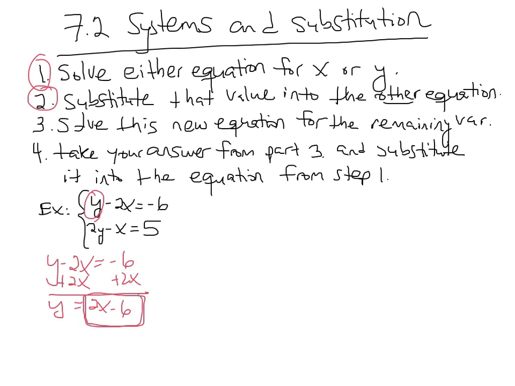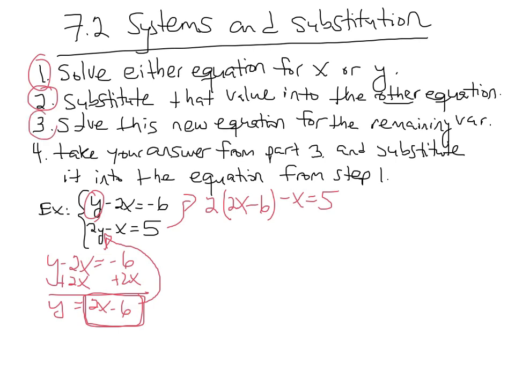to. It's equal to 2x minus 6, into the other equation. So that's going to go into the other equation in place of y, because 2x minus 6 is what y is equal to. So this second equation, instead of writing 2y, I'm going to write 2 times 2x minus 6 minus x equals 5. Notice I've replaced y here with 2x minus 6. It's what y is equal to.